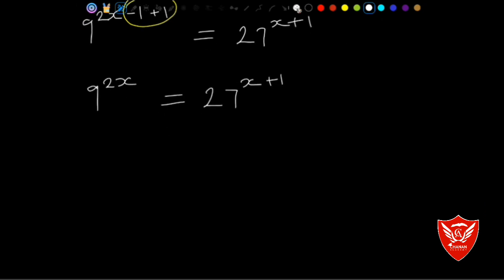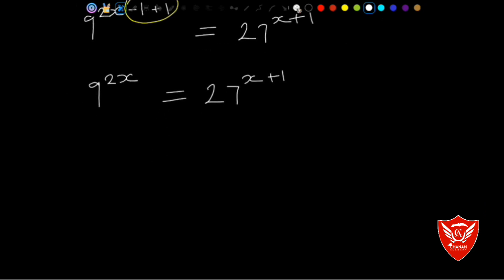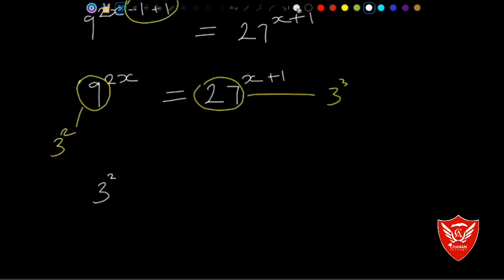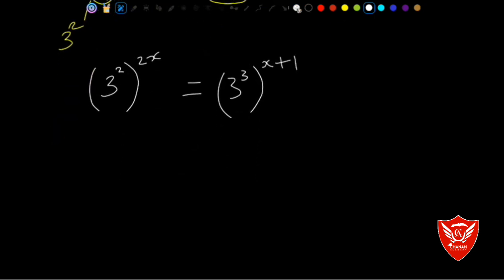plus 1. Now let's try to make both sides have the same base. So 9 can be written as 3 raised to the power of 2 and 27 can be written as 3 raised to the power of 3. So then we have 3 raised to the power of 2 to the power of 2x equal to 3 raised to the power of 3 bracket x plus 1. So if we open the bracket, we are going to have 3 to the power of 4x equal to 3 raised to the power of 3x plus 3.